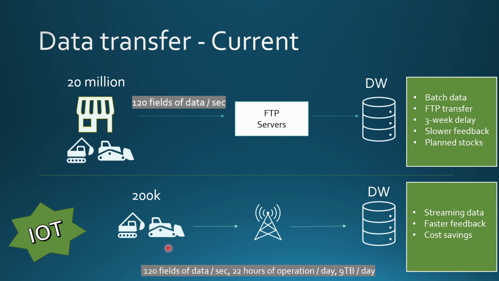The other 200,000 vehicles are connected to a cellular network, so they stream the data faster to the data warehouse. In total, 120 fields of data per second over 22 hours of operation comes to around 9 TB of data per day, as opposed to 900 TB of data per day for the 20 million vehicles. Here it is streaming data, and the feedback is faster. So there are obviously some cost savings, because they don't have to plan the stocks of spare parts much earlier. This is the way the vehicles are sending the data to the data warehouse.